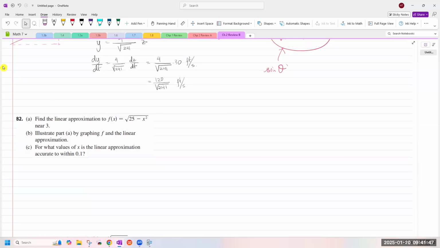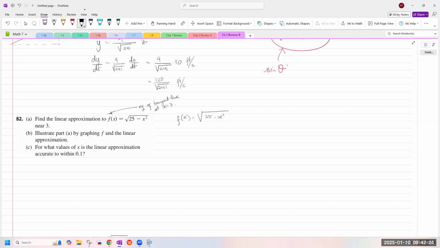Number 82. Find the linear approximation of this function near x equals 3. So f(x) equals the square root of 25 minus x squared. The linear approximation we can think of as the equation of the tangent line at x equals 3.